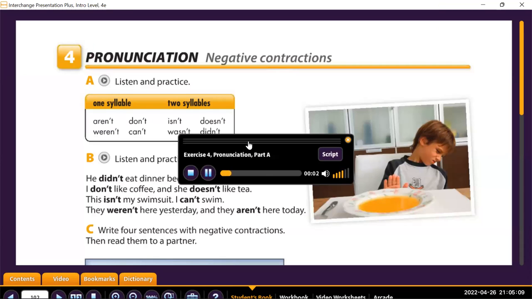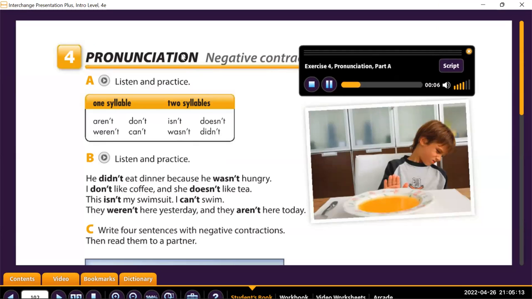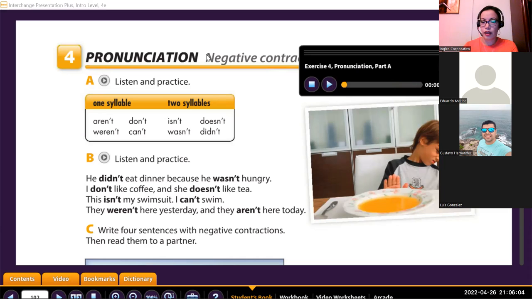Page 102, Exercise 4, Pronunciation. Negative contractions. Part A. Listen and practice. One syllable. Aren't. Weren't. Don't. Can't. Two syllables. Isn't. Wasn't. Doesn't. Didn't. Let's repeat one more time.